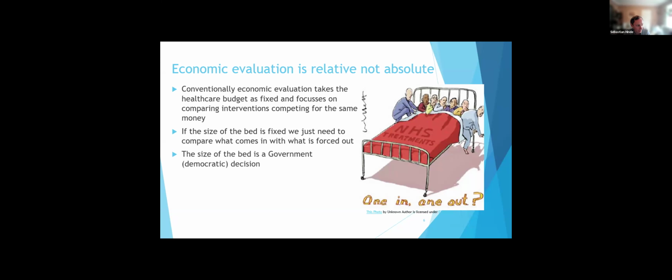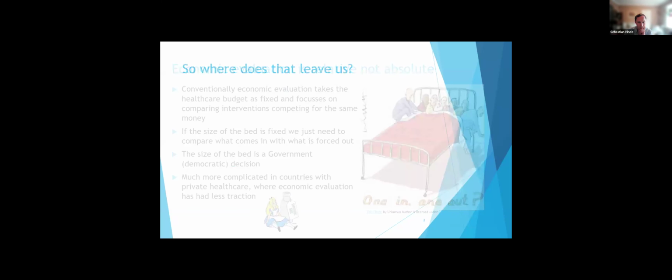So therefore, it's by extension a democratic decision. The NHS funding is always something that comes up in debates and whenever we have elections. And at what point are we not willing to spend any more NHS funding and fundamentally not willing to spend any more investing in people's health? It's much more complicated in countries with a mix or with mostly private healthcare, and whether that's related or not, economic evaluation has had much less traction in those sorts of countries. Again, big rabbit hole that we won't touch on for now.